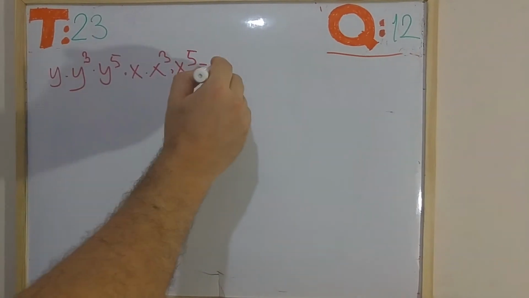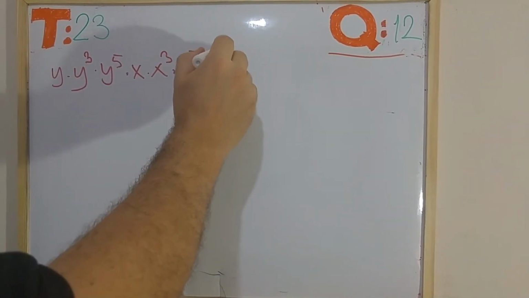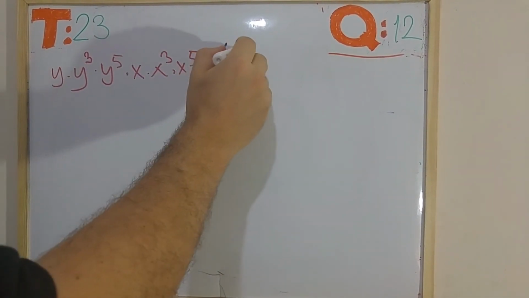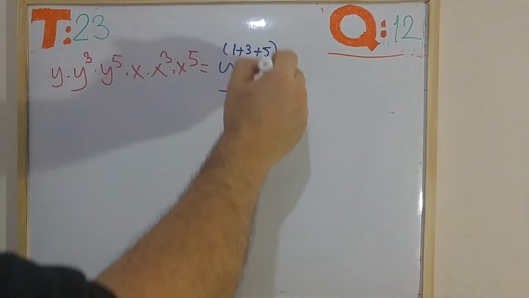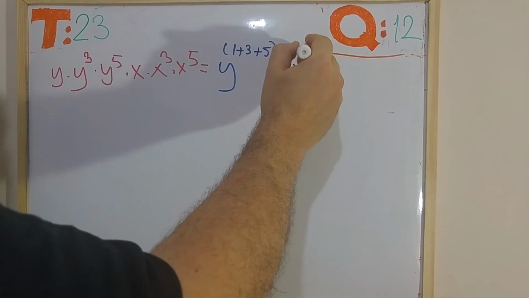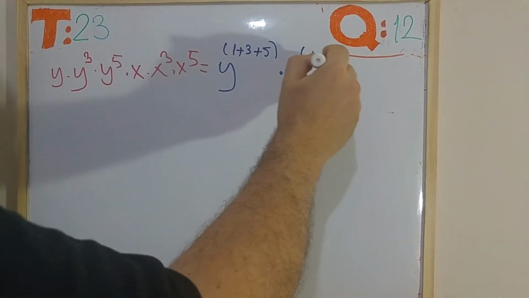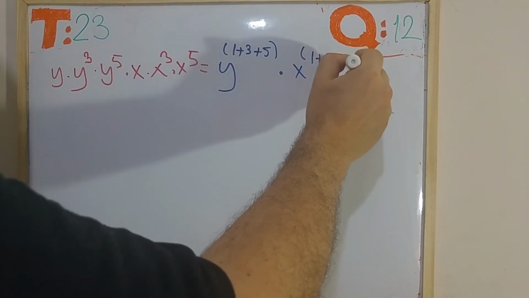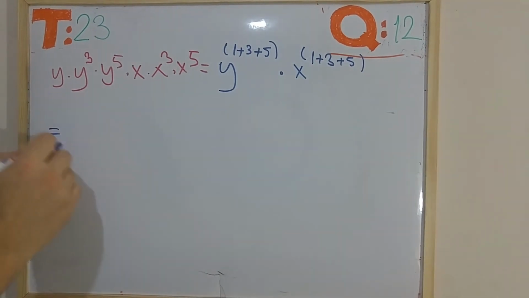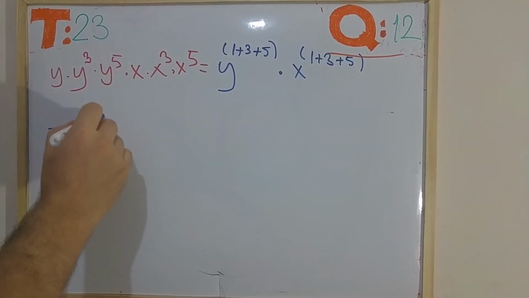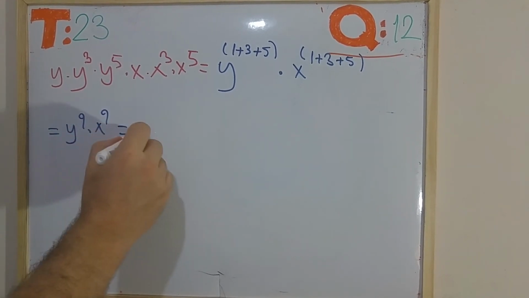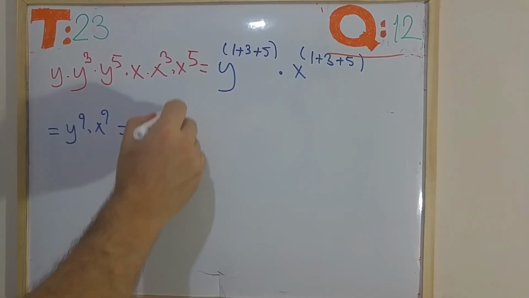The expression is equal to y to the 1 plus 3 plus 5 times x to the 1 plus 3 plus 5. Therefore what I have is y to the 9 times x to the 9, or I can say xy to the 9.